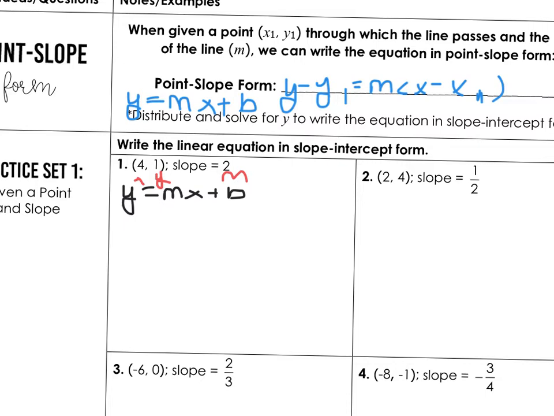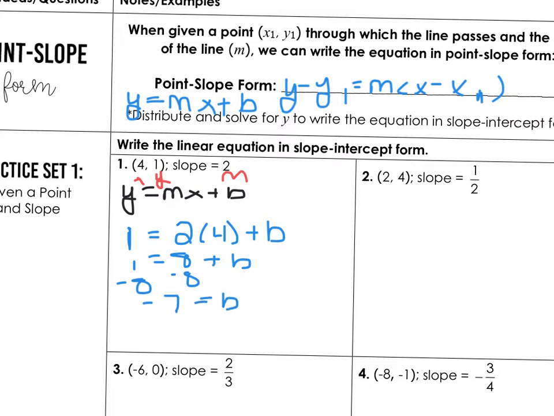So what I would do is I would just plug them in. So y is equal to 1, my m is 2, my x is 4, I'm solving for b. So this is 1 equals 8 plus b. So if I subtract 8 and subtract 8, I've got b is equal to -7. So my final answer is y equals, put in your m, which is 2x, and then put in your b, which is -7. There's your final answer.